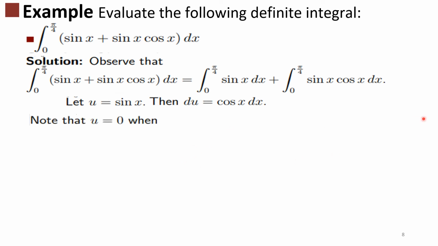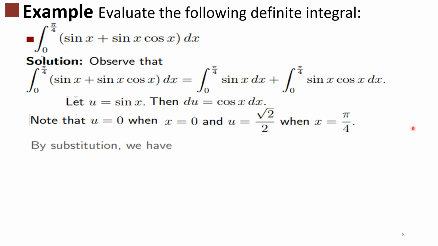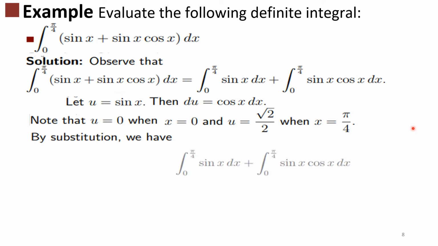When x is equal to 0, because sine of 0 is equal to 0, you will have u equal to 0. And when x is equal to pi over 4, you can replace sine of pi over 4, which is equal to square root of 2 over 2. That's why u is now equal to square root of 2 over 2. So by substitution, we now have the following.